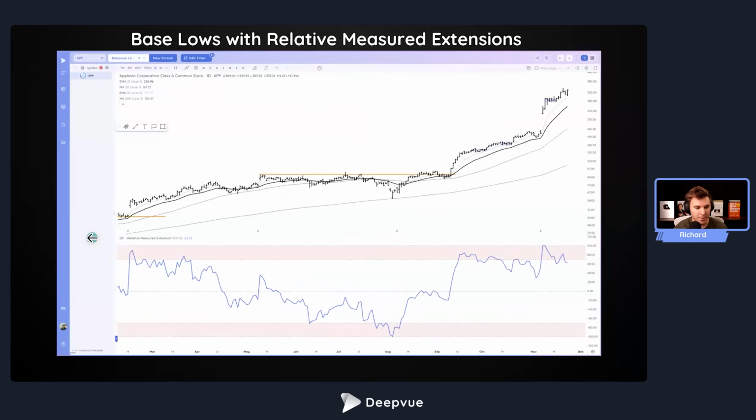Here's another example with APP. We had some extension here after a gap up. We consolidated, continued to trend higher. Then we started a base here. Where does the base low happen? Right at negative 100. We start the uptrend.